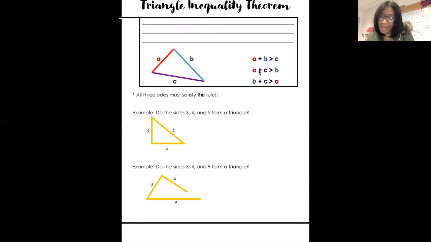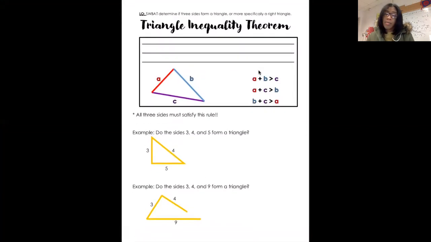Okay, hi everybody. Today we are going to be determining if three sides form a triangle, or more specifically, if they form a right triangle. We're going to be talking about two theorems, the triangle inequality theorem and the Pythagorean theorem.